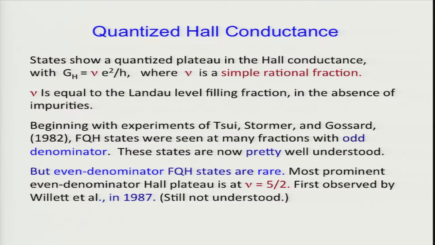When impurities are present, the Hall conductance is still quantized, but the density can vary because you have these extra states that can soak up the extra electrons. And beginning with experiments in 1982 by Tsui, Stormer, and Gossard, fractional quantum Hall states have been seen at well over 100 fractions, mostly with odd denominators.